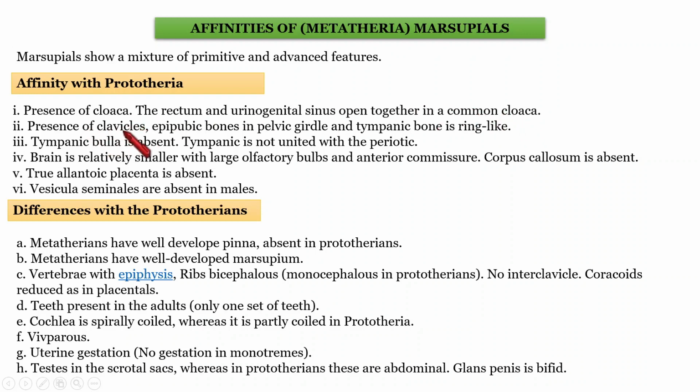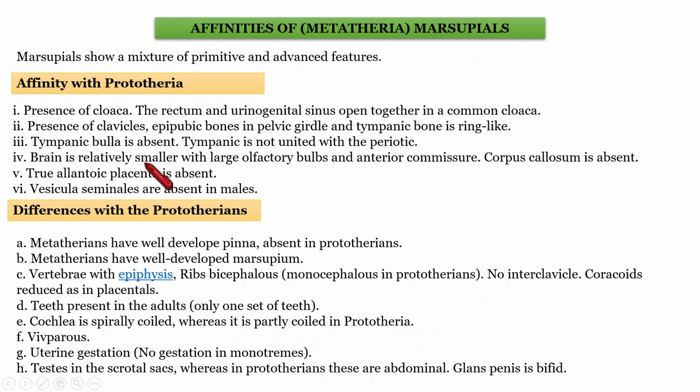Then presence of clavicle. Clavicle also I have explained to you earlier. Clavicle is there. That is another common feature. Then as part of the pelvic girdle, epipubic bone is also present. And tympanic bone is in the form of a ring in both prototheria and metatheria. The tympanic bulla. What is tympanic bulla? That also I have explained in that video. It is absent in both prototheria and metatheria. And tympanic bone is not united with periotic bone. This is also a similar feature between prototheria and metatheria.